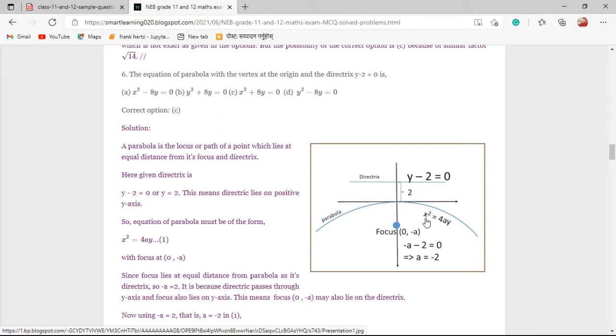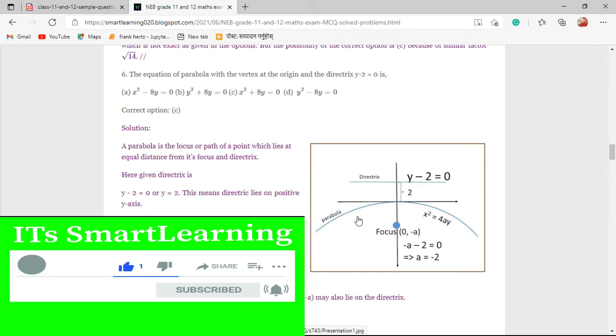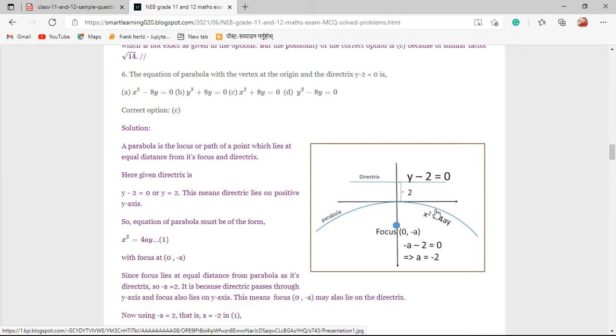In this case, the parabola is x square is equal to 4ay, because the parabola lies only on the negative y-axis, and it lies on both sides of x, which is possible when x is in square form. So x square is equal to 4ay only, because it passes through the origin. The x and y vertex value is 0, 0, so we only get this much. So this is the standard formula.